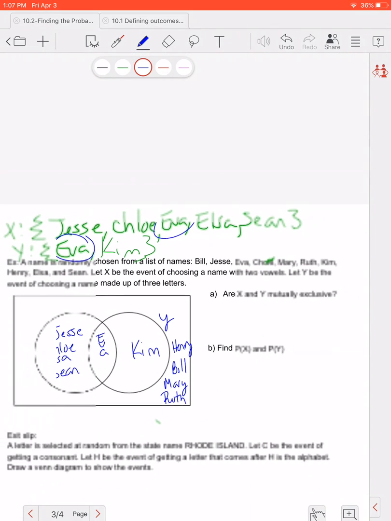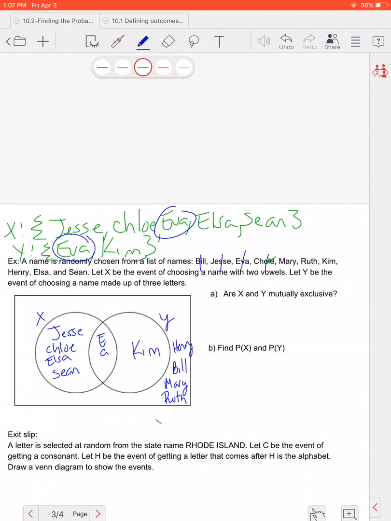Just to make sure I got all my names, I have a total of 1, 2, 3, 4, 5, 6, 7, 8, 9, 10 names. And I have 1, 2, 3, 4, 5, 6, 7, 8, 9, 10. So I did include all my names. The first question, are X and Y mutually exclusive? Well, mutually exclusive means there's no overlap. And in this case, they are not. And why is that? Because of Eva.